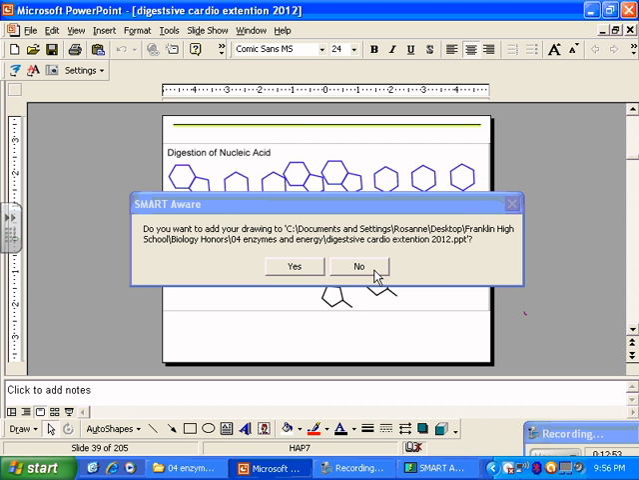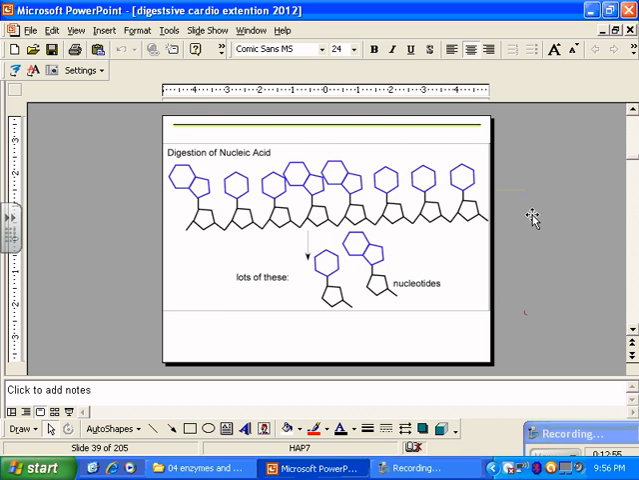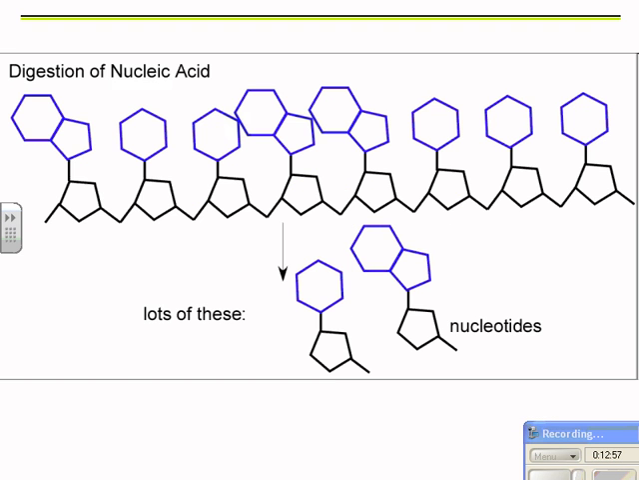Oh, why did it do that? No. Do you want to add your drawings? No. Anyway, I press buttons sometimes.